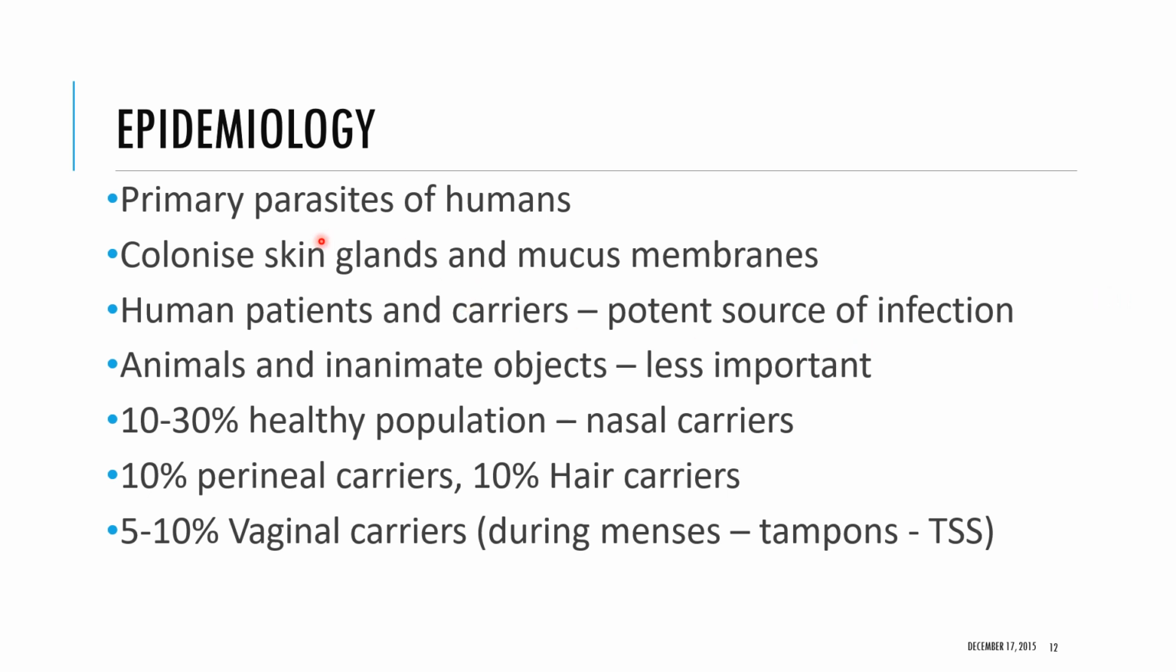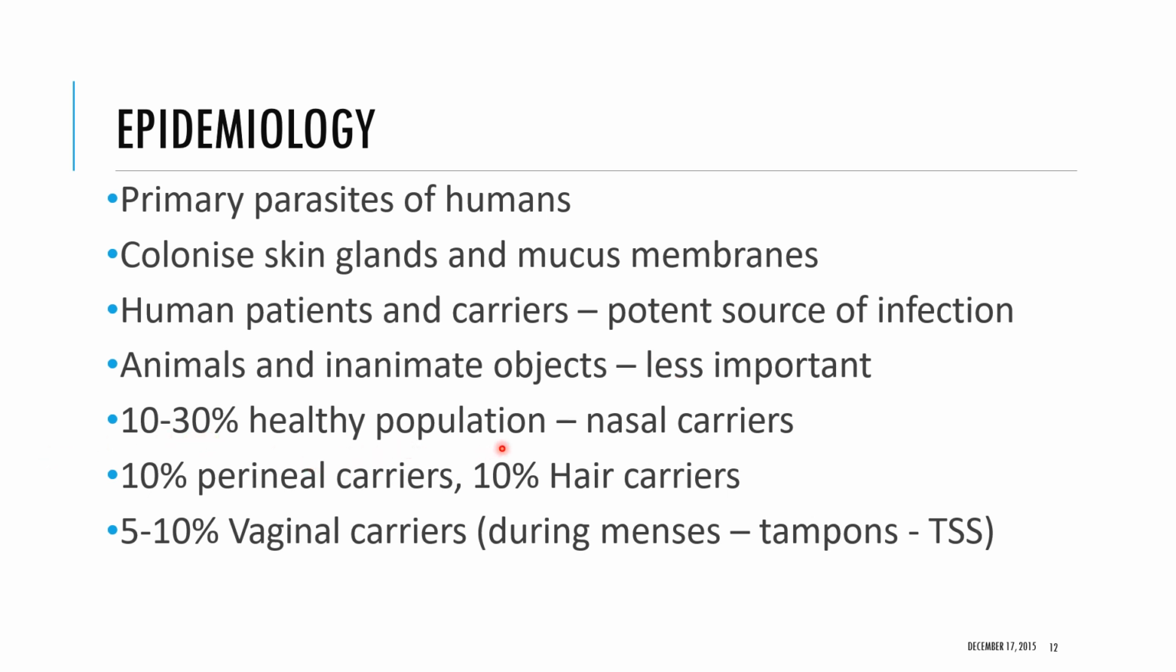Then epidemiology: it is a primary parasite of humans. It colonizes the skin glands and mucous membranes. Human patients and carriers are a very potent source of infection. Carriers are those persons who harbor the organism even after they are cured from the disease. Animals and inanimate objects are less important.